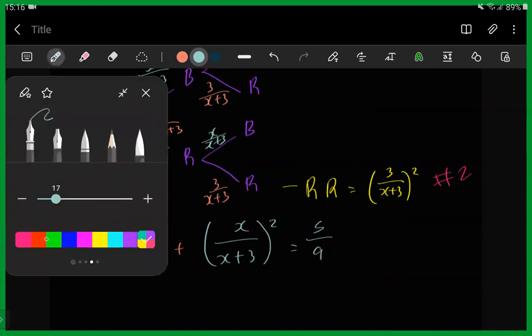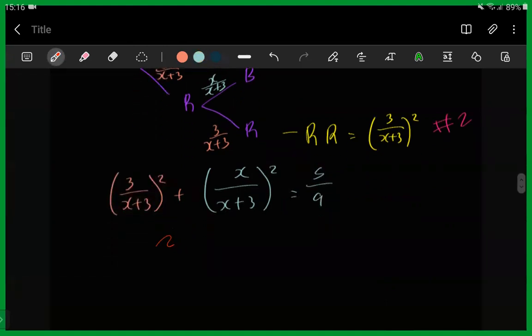Now, this 5/9, if we're gonna solve for X here, we can just mark, the square means it goes for the top and the bottom. So this is gonna be 9 over X plus 3 squared. Here it's gonna be X squared over X plus 3 squared.